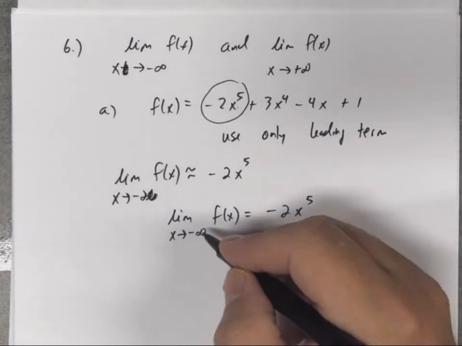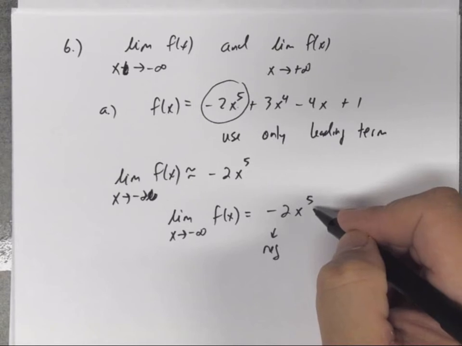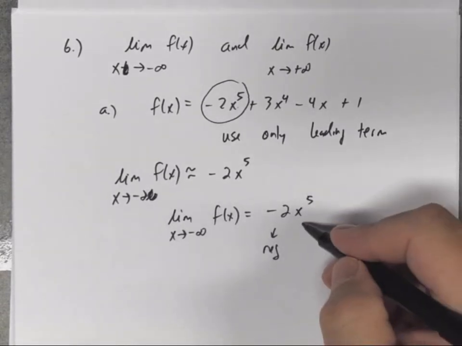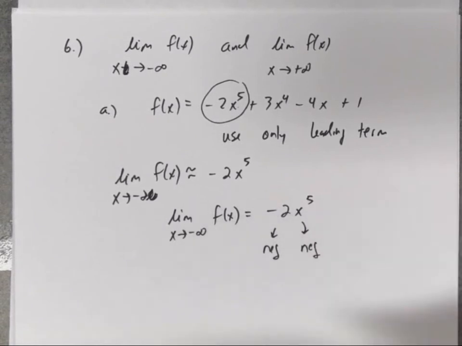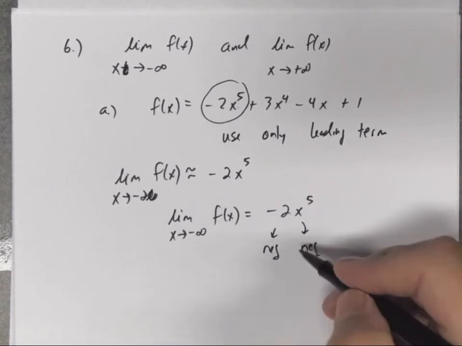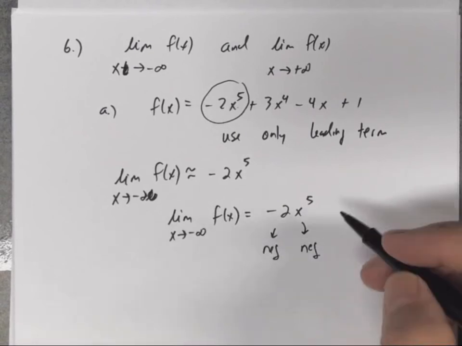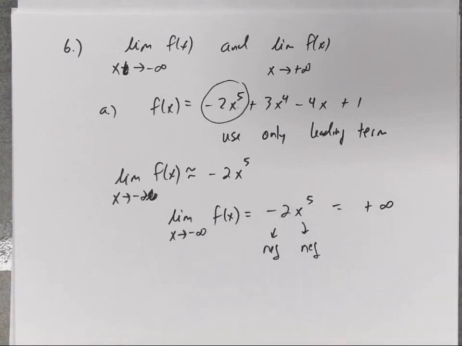So if I'm plugging negative infinity into x to the 5th, it's going to be a huge number, but it's also going to be a negative number. So if negative 2 is a negative number, and this x to the fifth is also a negative number, that means two negatives multiplied together is a positive. And f of x is actually going to end up being positive infinity.